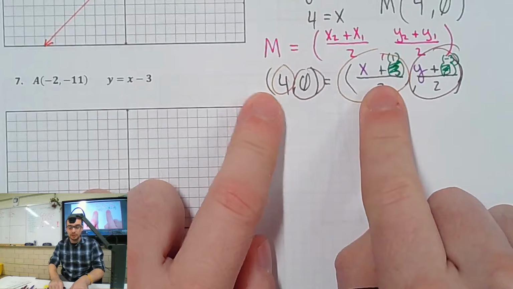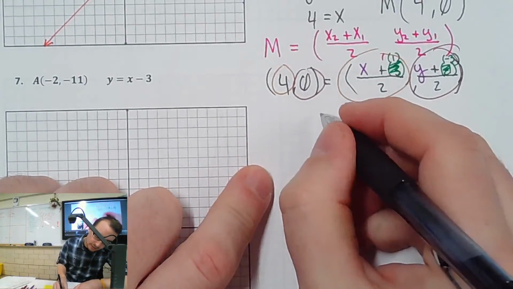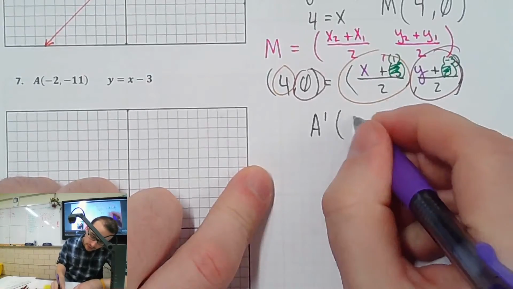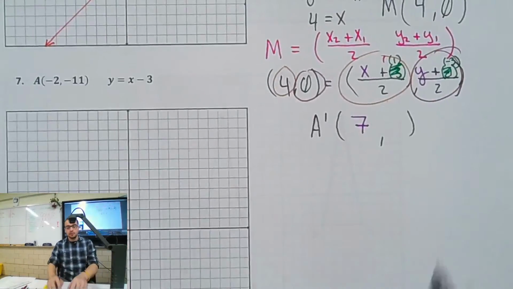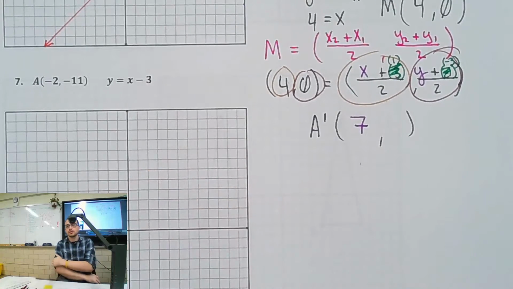So now we have 8 equals x plus 1. What do I do to get rid of the plus 1? Subtract. 8 minus 1 is 7. So A prime is going to have 7 for x. Again, what we did is we multiplied by 2 to get 8 and subtracted the 1 to get 7. Then x was on its own.